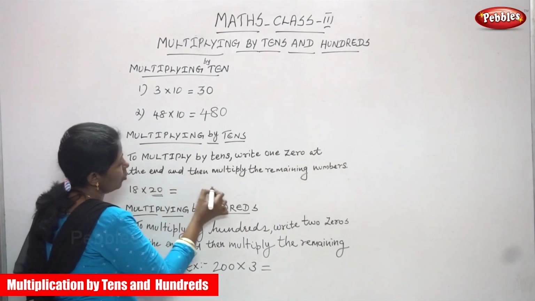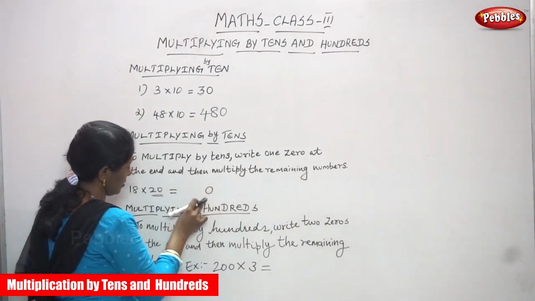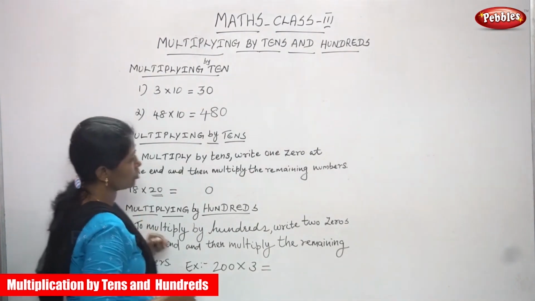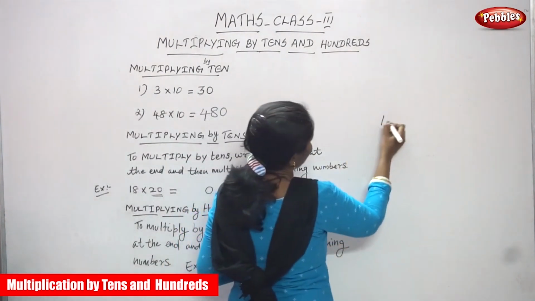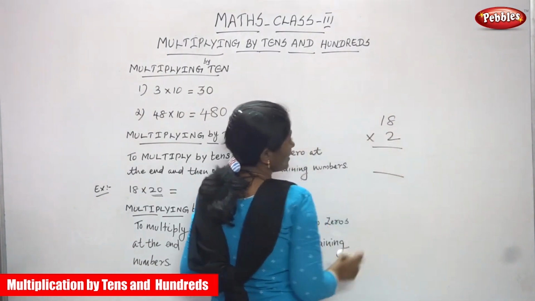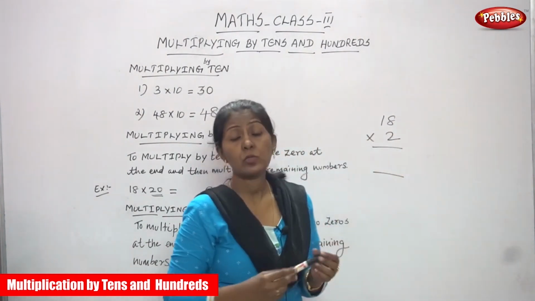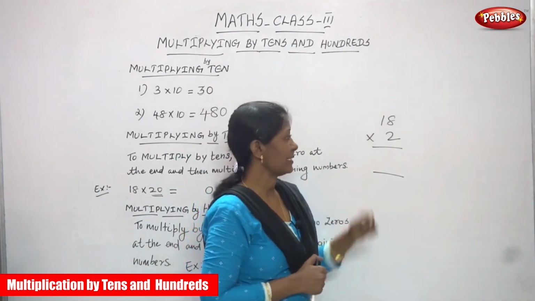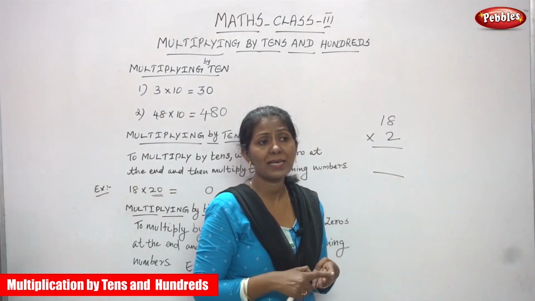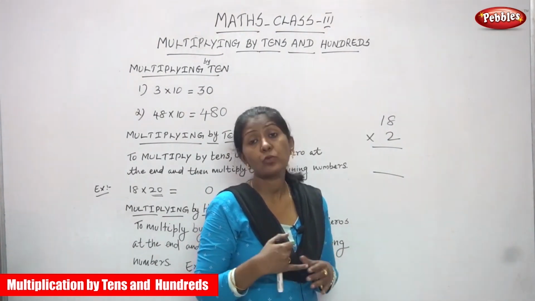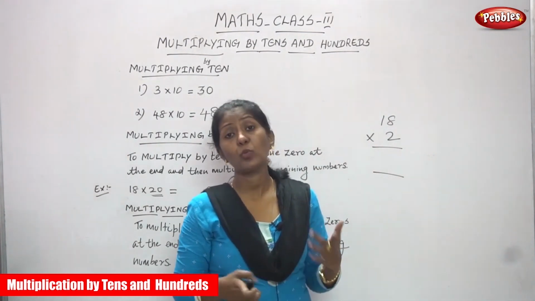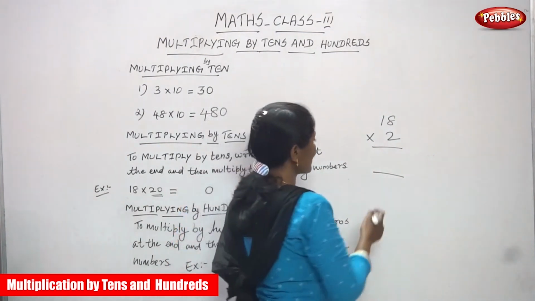So how many zeros here? Only one 0. So first you write the 0. Then you have to multiply the numbers. 18 into 2. So you must write 18, then you are going to multiply by 2. So first you must say the 2 table. 2 1s are 2, 2 2s are 4, 2 3s are 6, 2 4s are 8, 2 5s are 10, 2 6s are 12, 2 7s are 14 and 2 8s are 16. So you have to write 6.